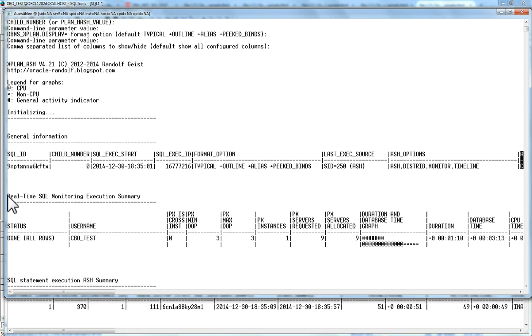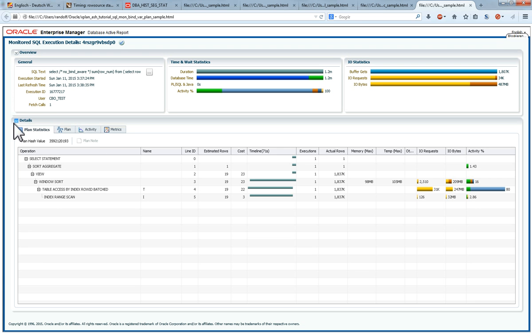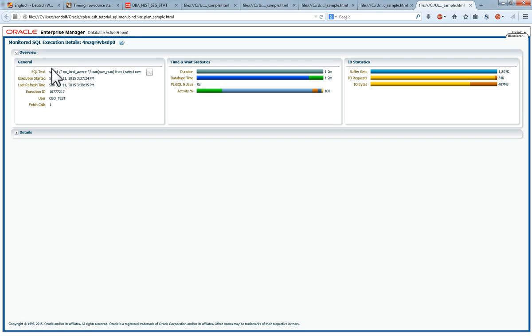Then if you have the corresponding license and the monitoring has been requested via this option here, and the real-time SQL monitoring information is still available, so if all this is true, then you might get this section here where you get the summary of the real-time SQL monitoring information. And in principle, this more or less is the same that you get in this overview section here of the official real-time SQL monitoring report.